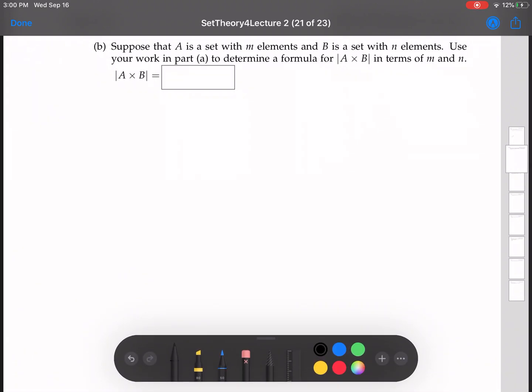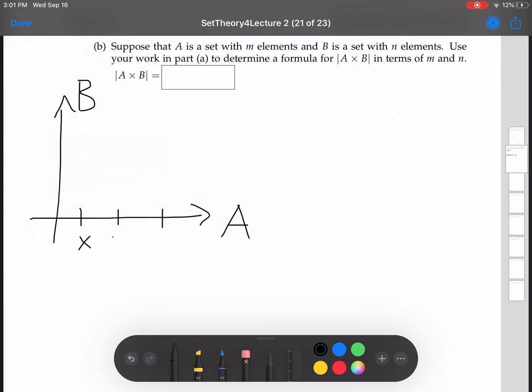All right, so now we're generalizing the work that we did above. From the work we did above, we had something like this, right? We had A and B, X, Y, Z, 20, and 30, something like this. Little dots here.